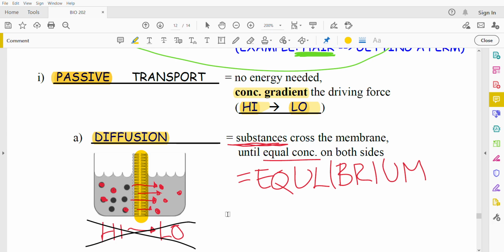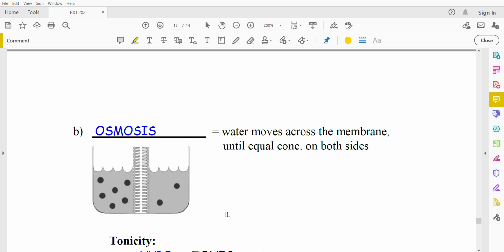Okay, let's have a look at the next example of passive transport. The next example of passive transport that we had was the process of osmosis. In osmosis, again, we have these molecules here, and there's a greater amount of them on one side than there is on the other side. So we have a high concentration here and a low concentration here.